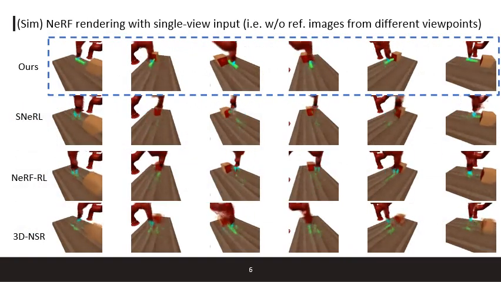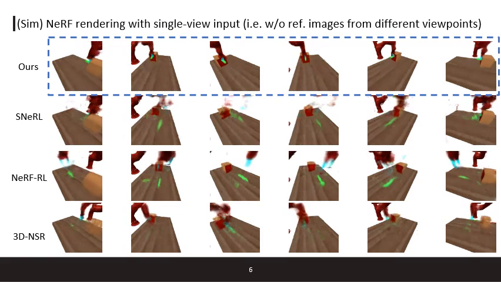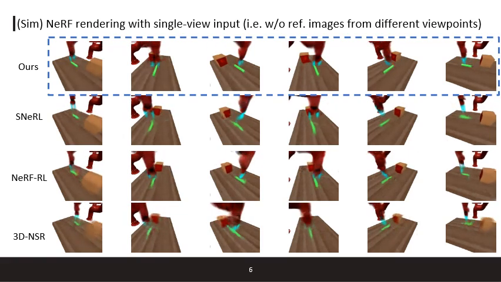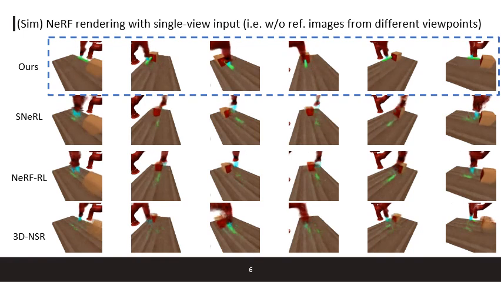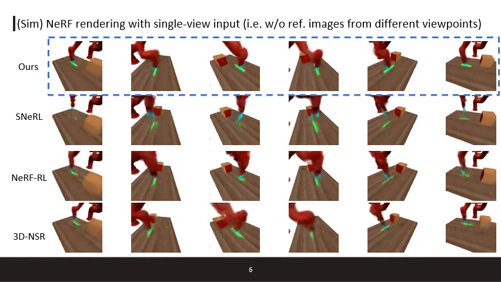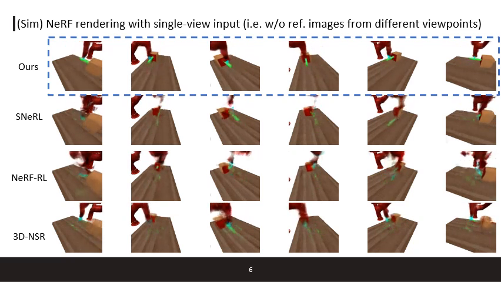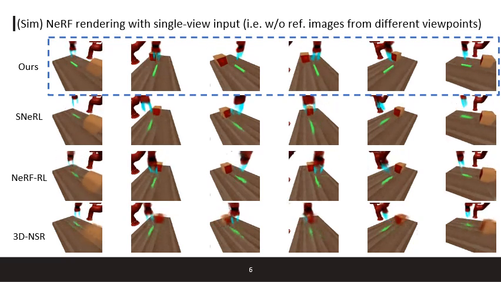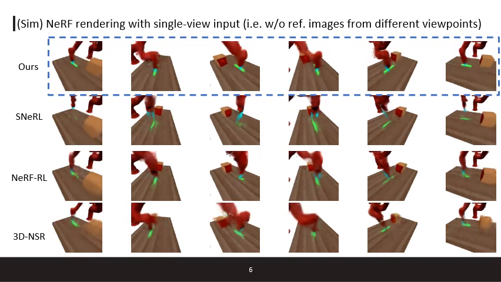We render a video of a task-solving trajectory from 6 different viewpoints only with single-view input, which is the same as the deployment setup. As you can see in the videos, our method can consistently capture the fine-grained details such as the green peg, while other baselines show failures such as teleportation of the robot or objects in the case of SNRL, NeRF RL, or jittering motions in 3D and SR.